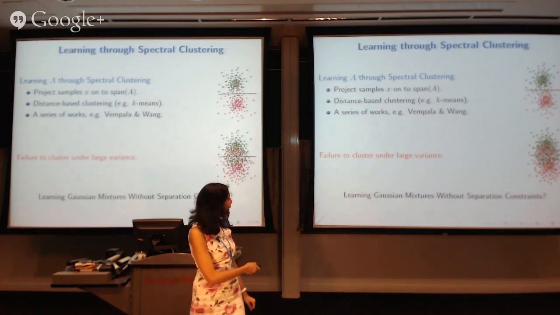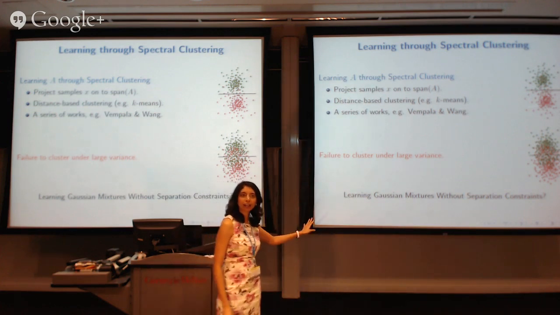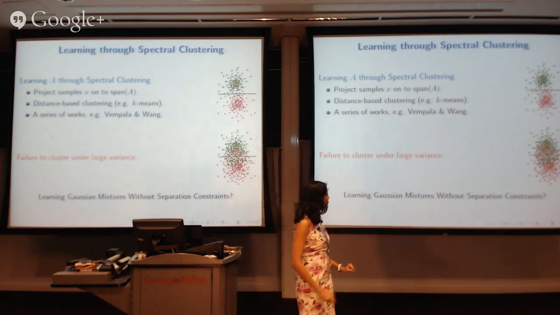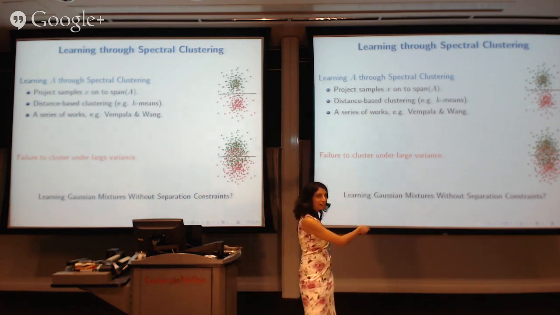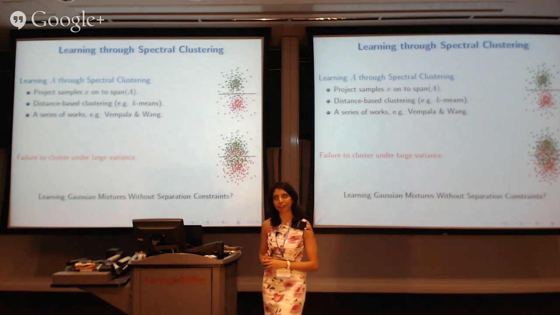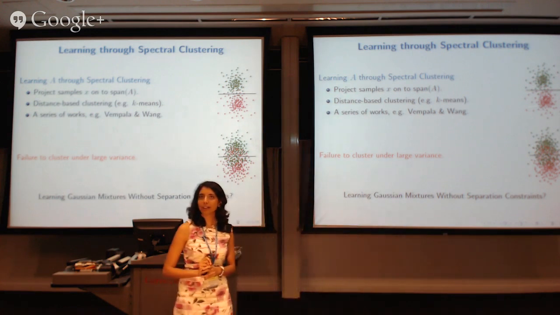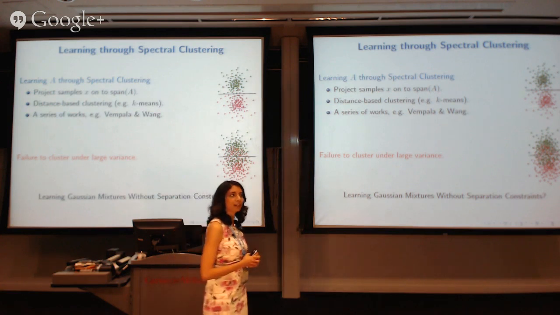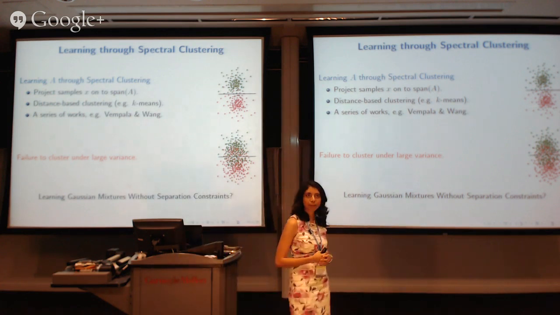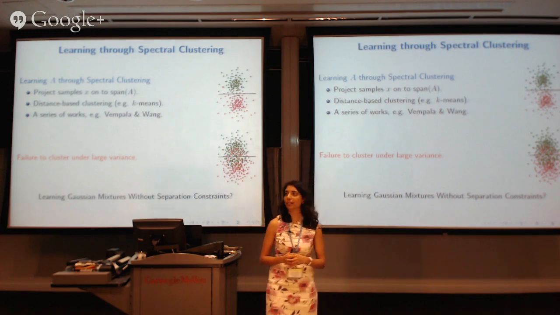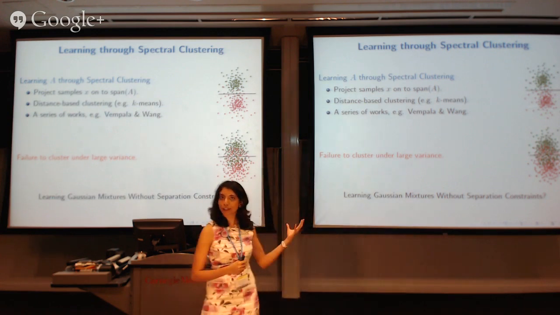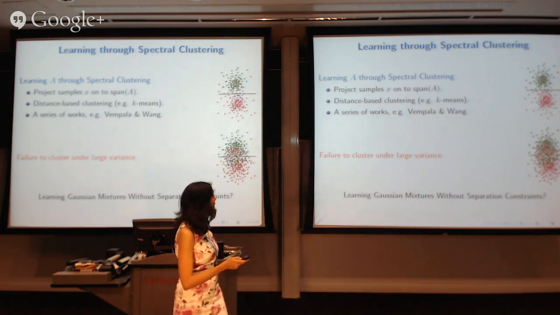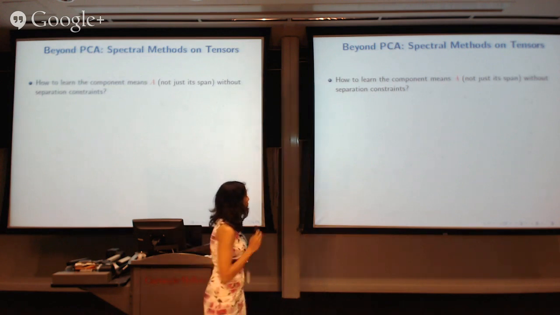So the question we want to ask is, without having these separation constraints, even in this challenging case where there is very little separation between these different mean vectors, can I still learn them? And what are the techniques for doing that? That's where these tensor techniques will come up. So is the point clear? Yeah, so that's the question.